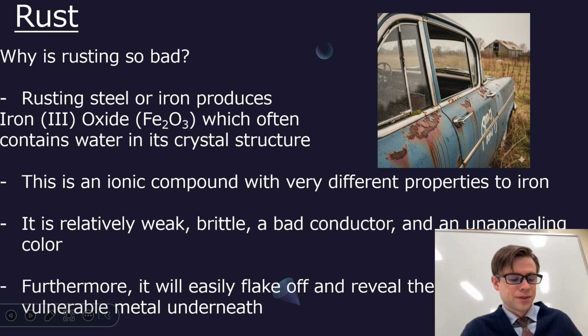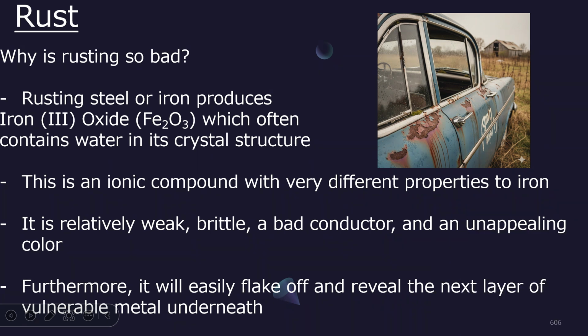It's more ionic bonding, so it's relatively weak, brittle, a bad conductor, and has an unappealing color, this kind of dirty, dark orange-brown color. And furthermore, because of this weakness and brittleness, it will easily flake off, chip off, and reveal the next layer of fresh, vulnerable metal underneath. So you often hear one of the worst things you can do to a rusted thing is to chip off the rust, because it will just allow the next layer to quickly rust again, and you'll lose more of the fundamental structure or body of whatever you're dealing with. So we'd like to prevent rusting and corrosion as much as possible for the things that we design and build.